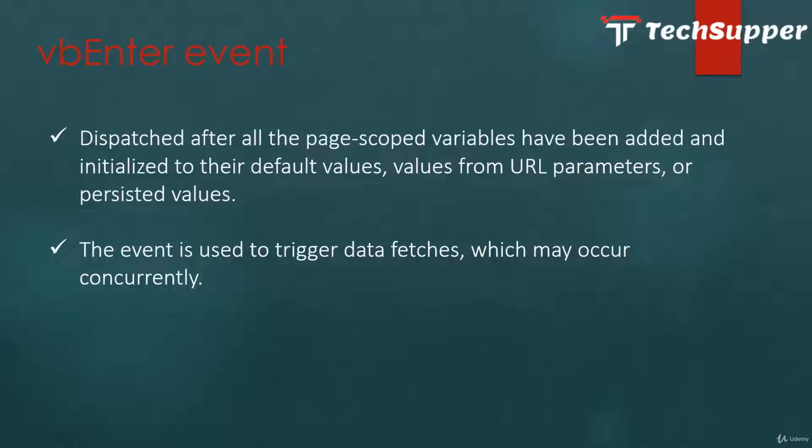So in VBCS, there's an event called VB enter. This VB enter is dispatched after all the page scope variables have been added and initialized to their default values from URL parameters or persisted values. So you can take the help of this seeded event, VB enter, that will be fired before your application is loaded or your page is initialized, and whatever action chain you want to create, you can create and call it on the VB enter. You can call any external REST API, and you can initialize a few variables which can be used at multiple places.